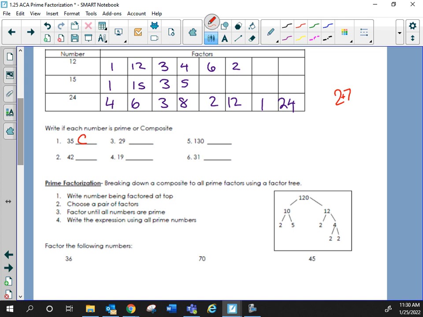So let's go through this together. And some of this we might have to guess. Usually I'll test it out with like 2, 3, 4, 5, all the way up to 9. And if I can't get it, I'm like, probably not. Okay, so like 29, prime or composite? Prime, very good. 130, composite.